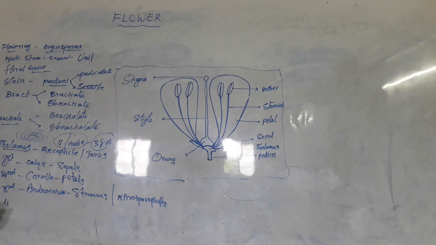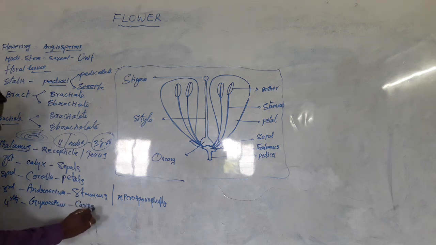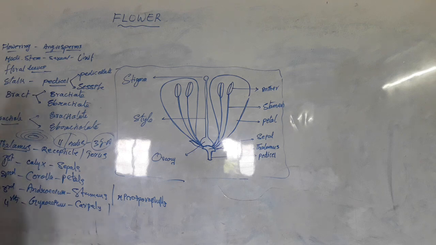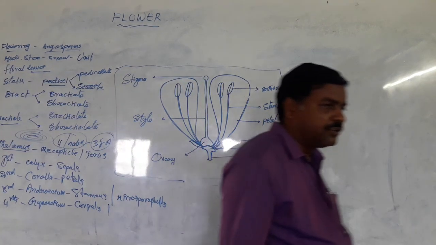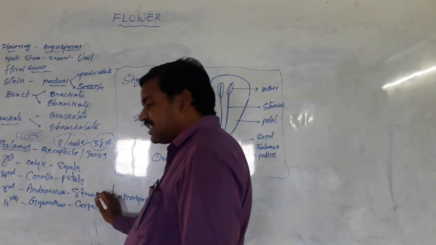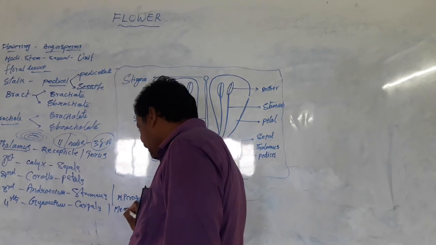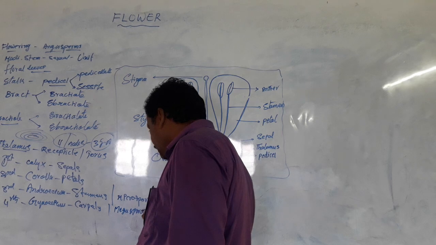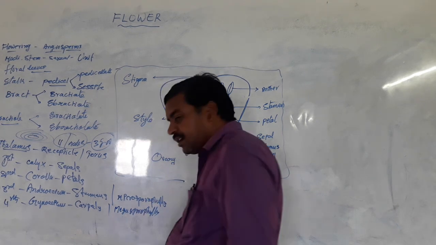Similarly, the innermost and fourth circle present on thalamus is considered as gynoecium. The individuals of this gynoecium are modified leaves present in the fourth circle of thalamus. They are considered as carpels. What is the other name for carpels? You already know from the previous class in SciATM. Carpels are also called megasporophylls, and stamens are called microsporophylls.